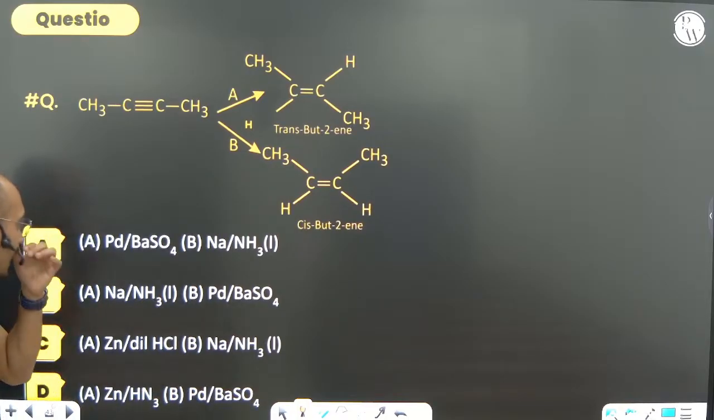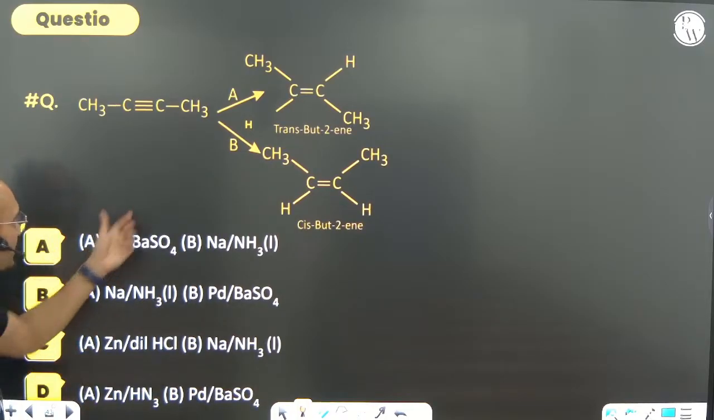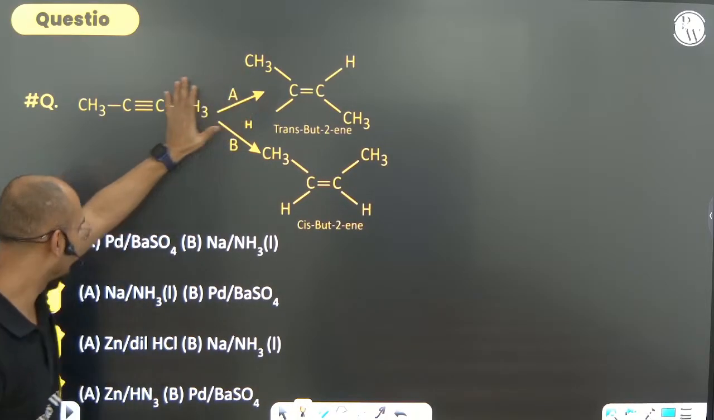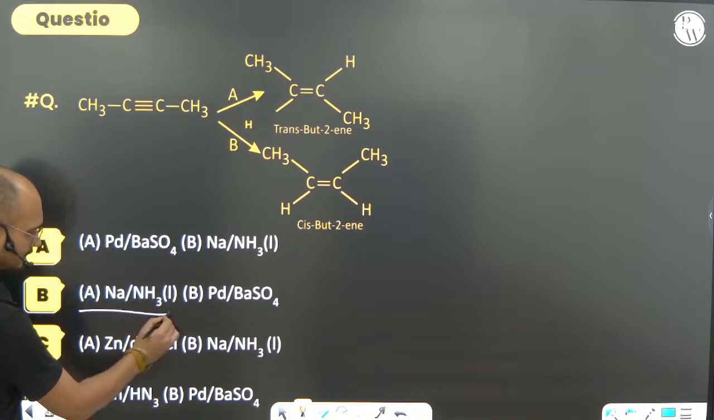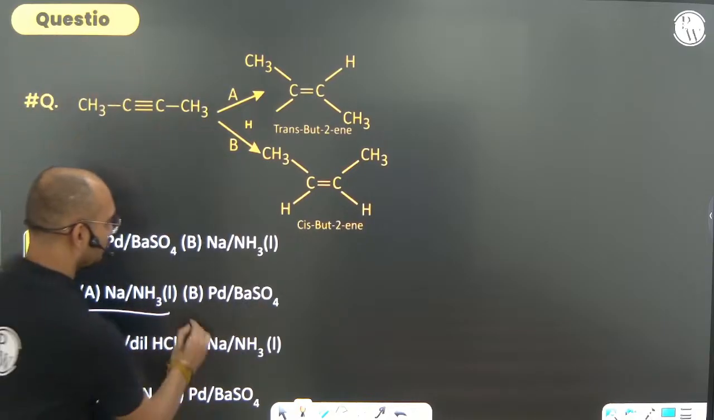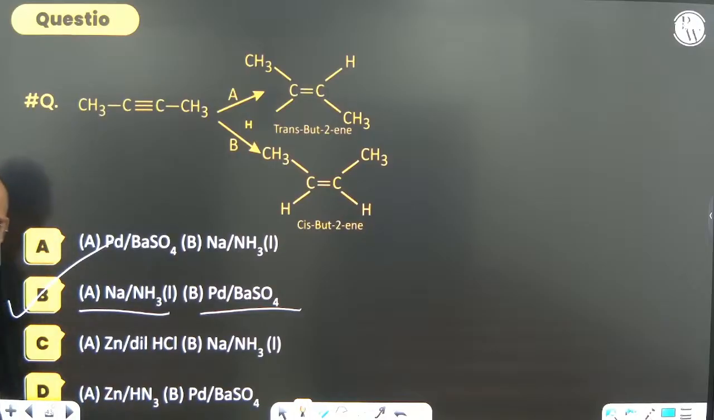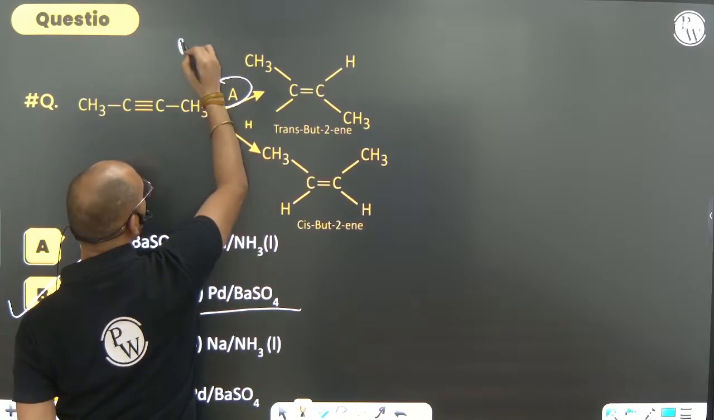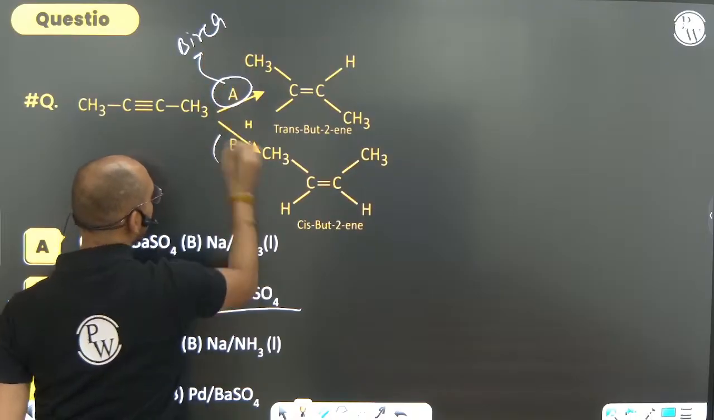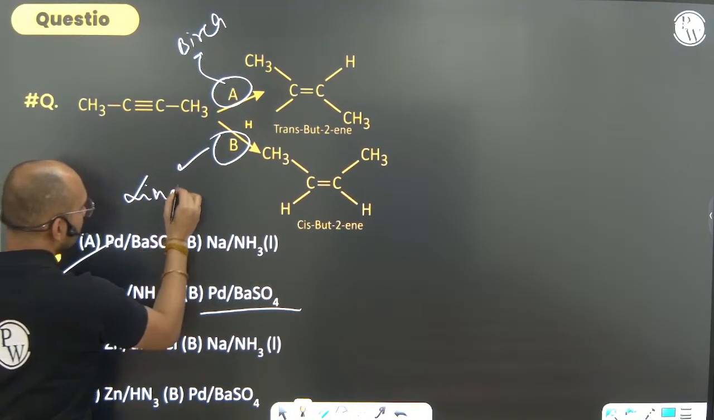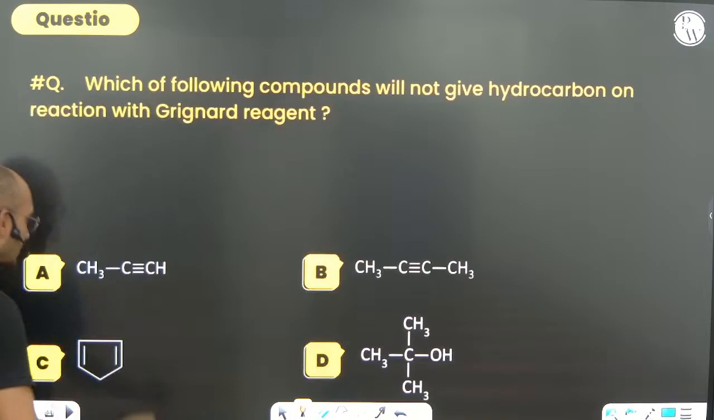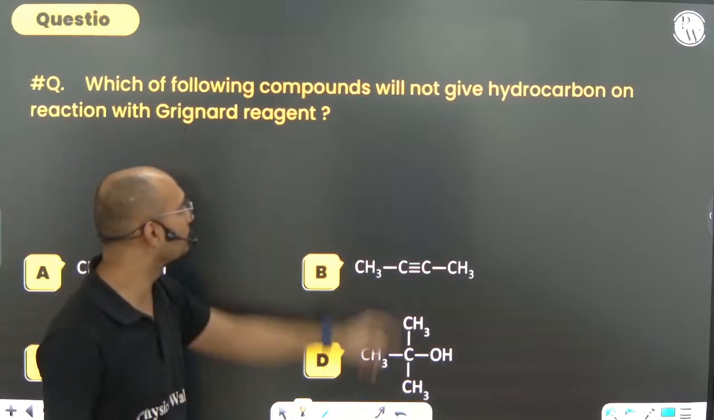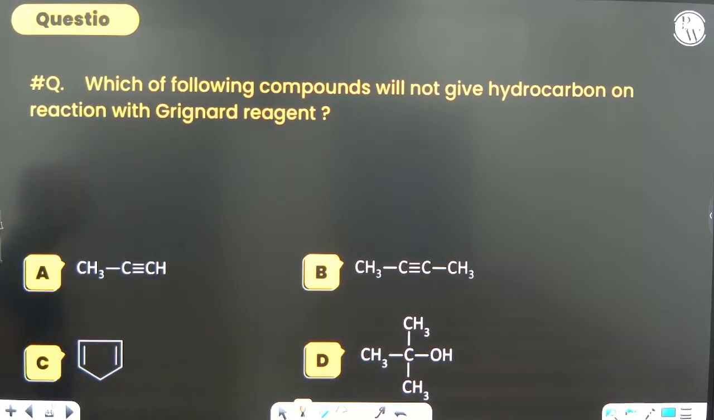Let's see. H2, Pd, BaSO4. A is going to be liquid ammonia and sodium. Okay, it is correct. B is going to be Pd BaSO4. Yes, option B is the correct option. Any doubt? Here it is Birch, while here Lindlar's catalyst. Moving ahead. Which of the following compounds will not give hydrocarbon on reaction with Grignard reagent?